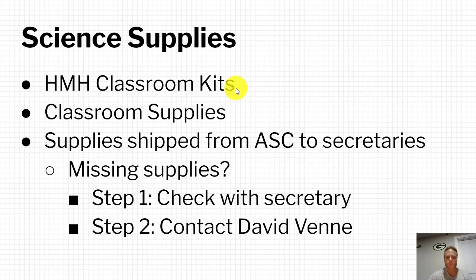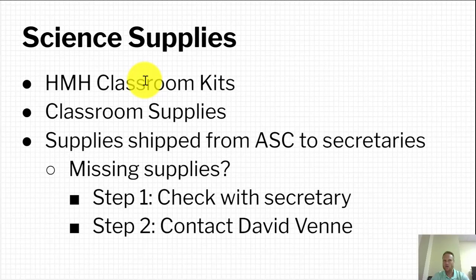And Abby and I fully recognize that your kits may be missing materials. Do not worry, we will be shipping out replacement consumable supplies to your school secretaries, so you do not need to worry if you look at your HMH kit and you're missing things. We will be sending you those consumable materials. Now, if you're missing a non-consumable, that is something you'll definitely want to contact me about, because we wouldn't assume that the non-consumable materials, like a fan, for instance, would need to be replaced.